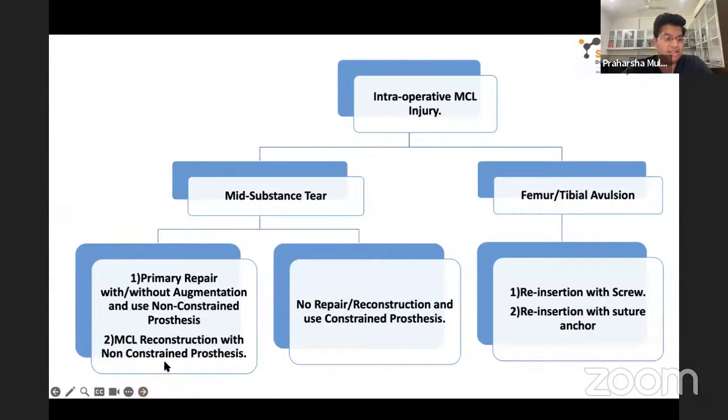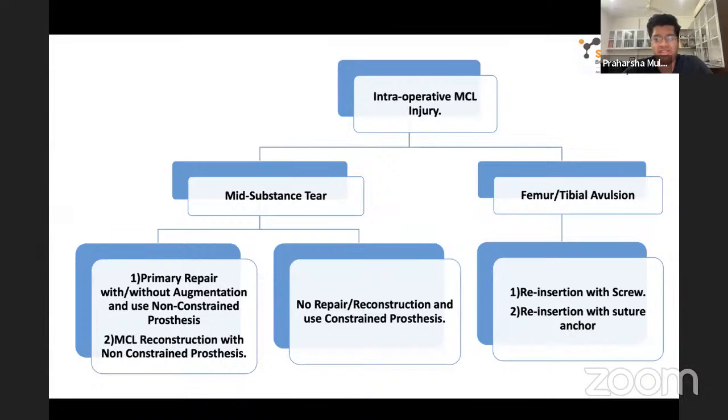The other thing which you can do if you have the expertise to do it in your institute is to go for an MCL reconstruction, but it is relatively rare and usually you don't land up in such severe scenarios. Or you directly ignore repair and then you can just go for a constrained prosthesis, that is either a varus valgus constraint like a CCK knee, or you can go for a hinge as required and depending on the age of the patient, etc.